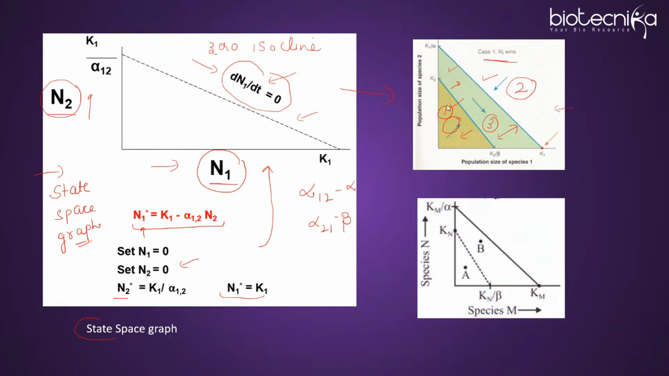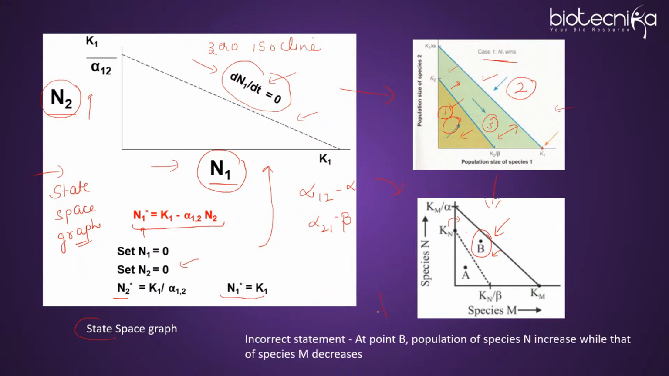Now compare this graph with the graph which has been given in the question. We have been asked to analyze the pattern at point B. Now just apply the same concept. This point is lying below the isocline of species M, so M will grow, but this region is lying above the isocline of species N, so N will not be able to grow. So this makes the statement, at point B the population of species N will increase while that of species M decreases, incorrect.